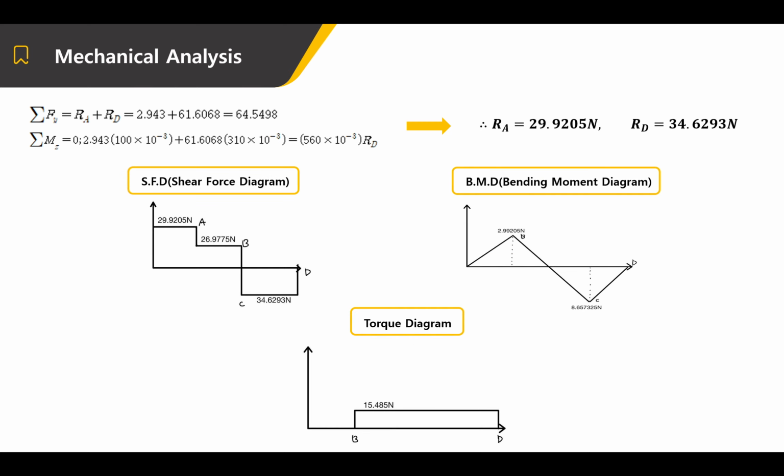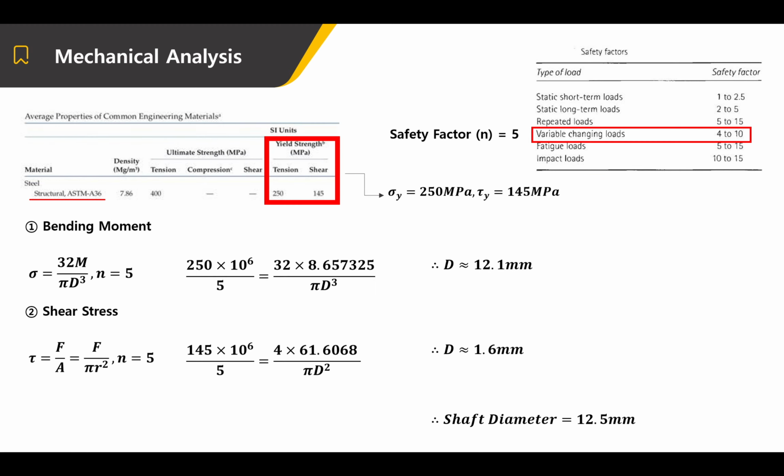Shear force, bending moment, and torque diagrams were drawn through the interpretation of the free body diagram. Using the yield stress of ASTM A36 steel and setting the safety factor to 5, we set the diameter of the shaft to 12.5 mm.